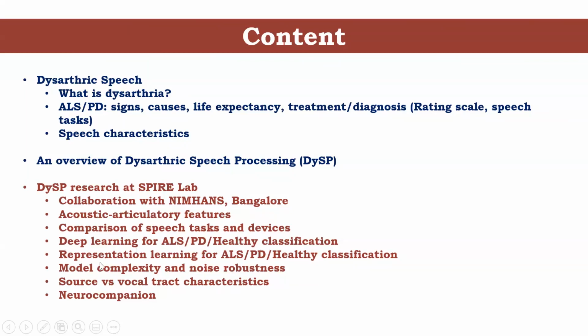Then we said, well, instead of using some knowledge-driven features, can we learn features? And we have some interesting findings even there, you'll see, for this ALS, PD, healthy classification, when we learn features using neural networks. Then you can build complex networks and they'll do really well in lab condition recordings and so on and so forth. But you can't really deploy such a complex model live on a phone. You need a lightweight model, accurate enough in noisy conditions. So we also did some experiments in that regard. That's about model complexity and noise robustness.